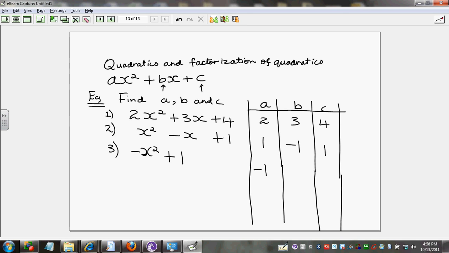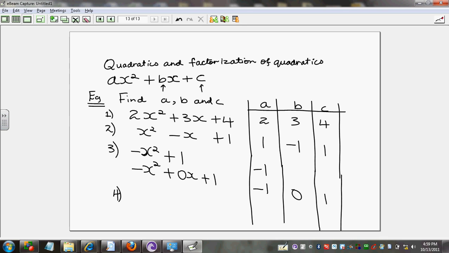So this was sort of a trick question, in that you would have had to recognize that this is the same thing as minus x squared plus 0x plus 1, because there's no x term. Therefore, in this case, a would be minus 1, b will be 0, and c will be 1.